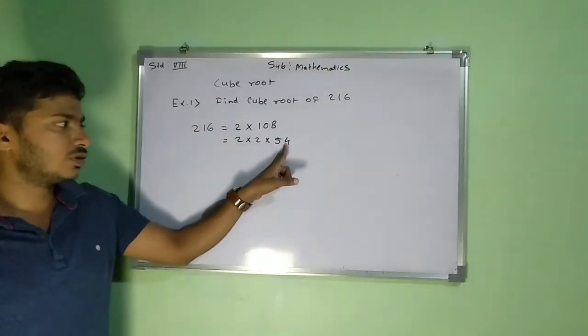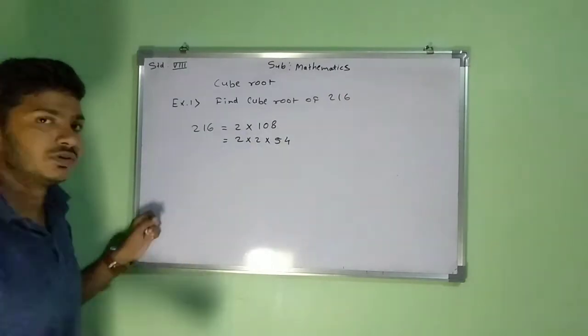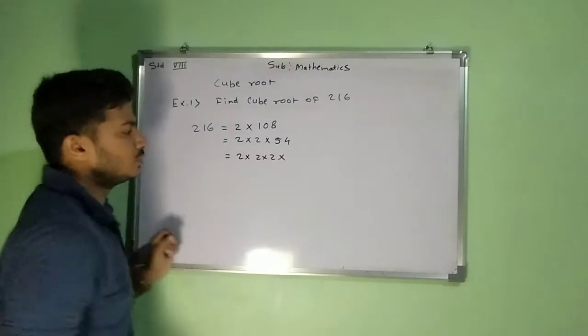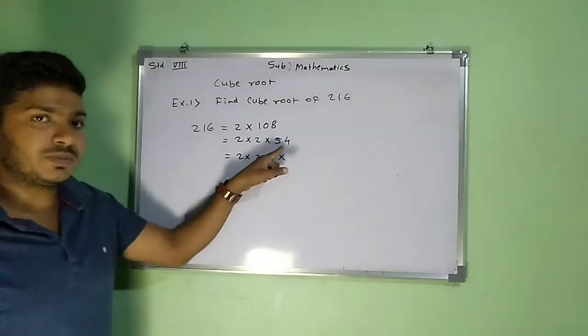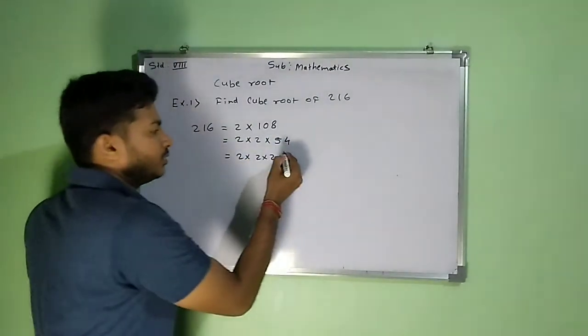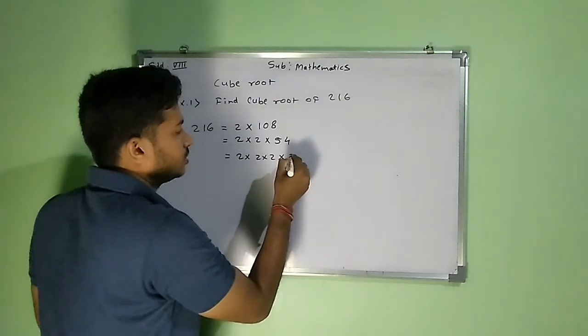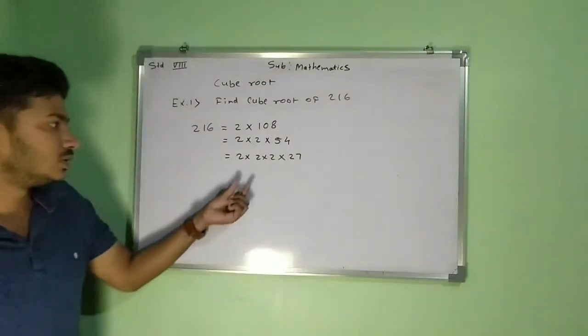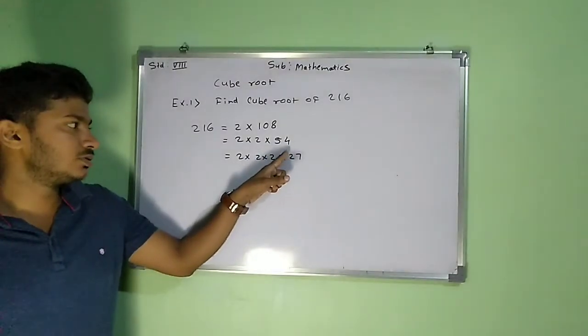Now look here, this is 54. At the unit place we have 4, and 4 is also divisible by 2. So again we will divide that number by 2, so 2 into 2 into 2. After dividing that 54 by 2, what we will get? 27. Okay. After dividing that 54 by 2, we will get 27.